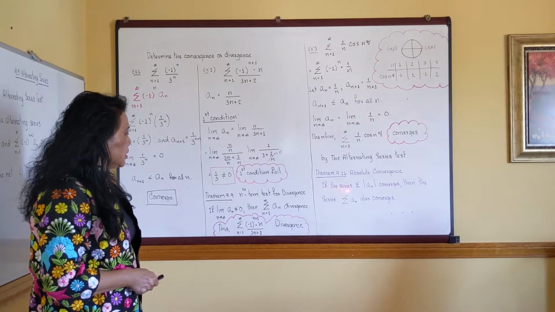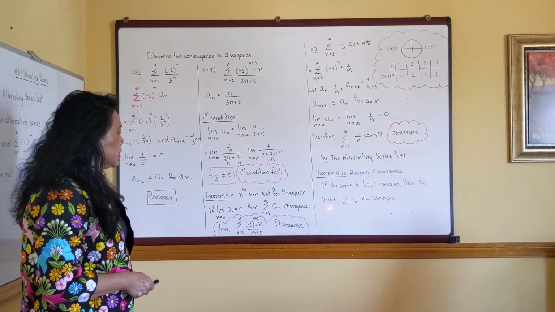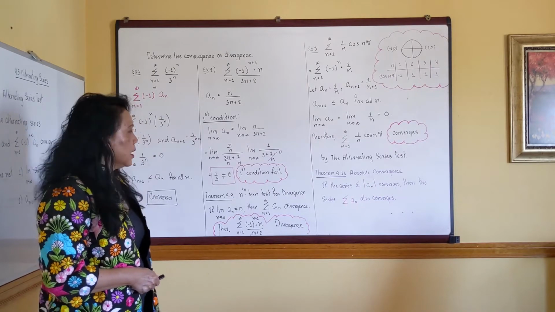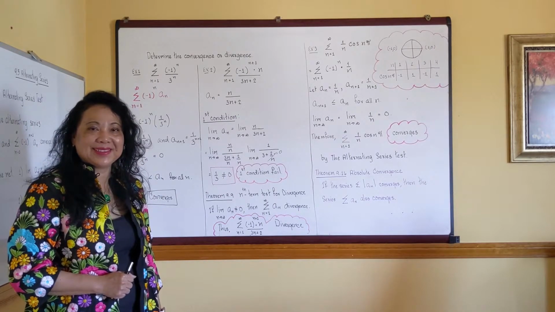If the series sigma absolute value of a sub n converges, then the series sigma of a sub n also converges. Let's look at more theorems and examples.